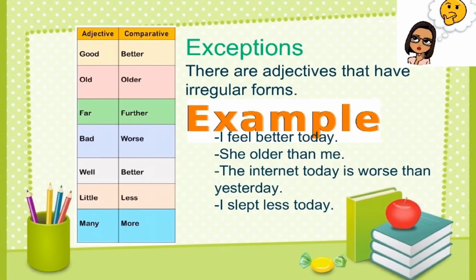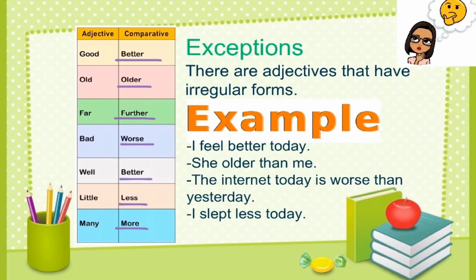Now, there are some exceptions. What does this mean? That there are adjectives that have irregular forms. And this is where you guys have trouble. You like to say gooder when we have to say better. We have old, so we say older. Far, further. You don't say farer. That word doesn't exist. Bad, you can't say badder. You say worse. Well, better. Little, less. Many, more. These are some adjectives that have irregular forms that you need to learn.